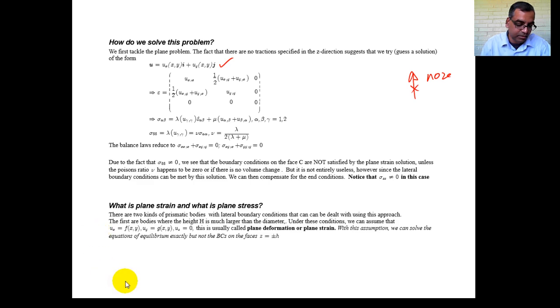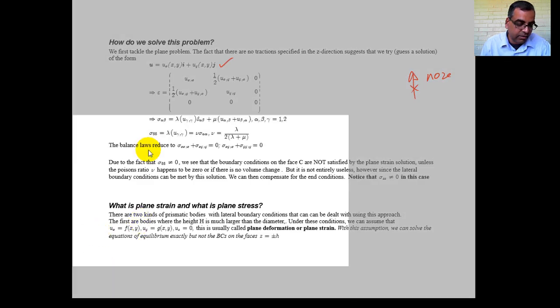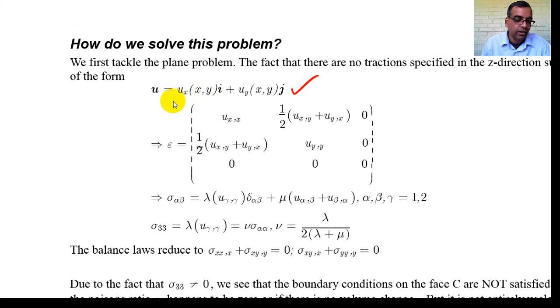Let's blow it up a little bit so you can see it better. There's no z displacement, which means the strain is going to look like this: uxx, uxy. There is no axial strain in the z direction, there's no shear strain in the z direction, everything is xy. This is called the plane problem. Displacements are only in the x and y direction. There is no displacement in the z direction. Remember earlier we talked about antiplane. Now this is called plane.